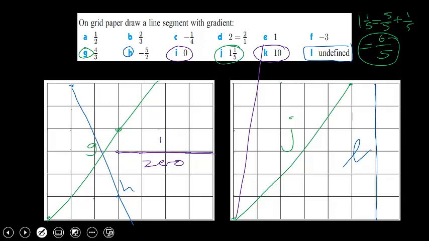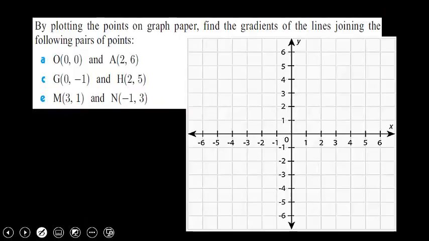Okay, so you've now learned how to do the same thing in 2 ways. If I give you a graph, you can give me the gradient. If I give you a gradient, you can sketch it in a graph. So now we're going to do a different thing. Question number 3 tells us, by plotting the points on graph paper, find the gradients of the line. So you have to do 2 things. First, you need to plot, and then you need to find the gradient.